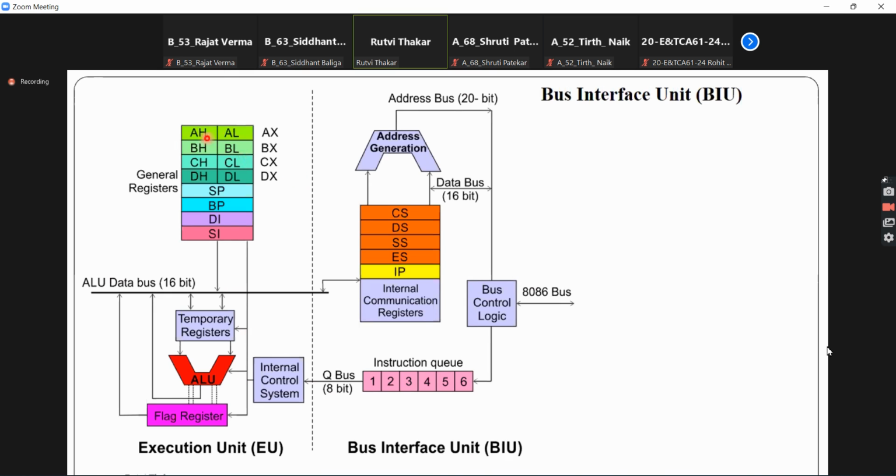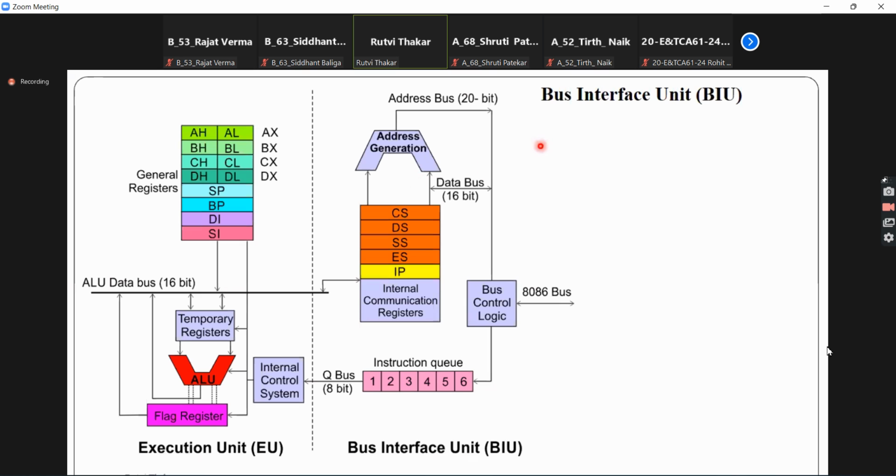So these registers which are there, you can see some alphabets written: AH, AL, AX, BH, BL, BX, CH, and DH, DL. So what are these? They are the registers which are available with your 8086.